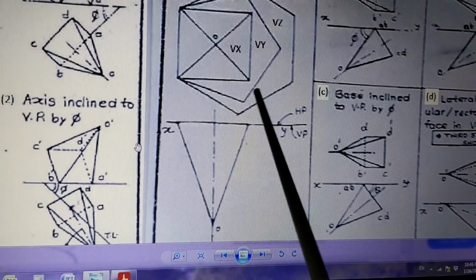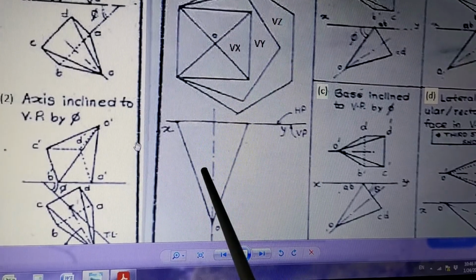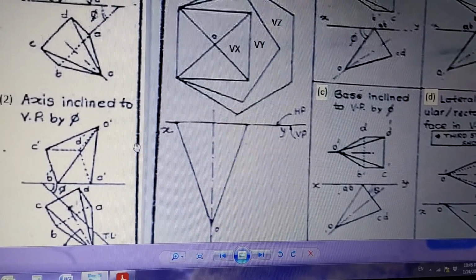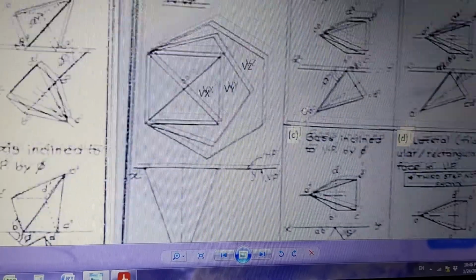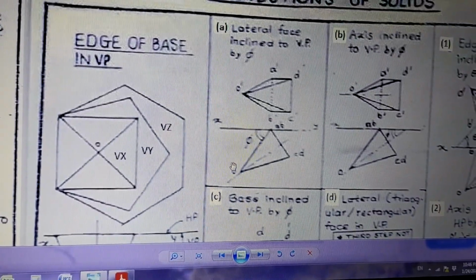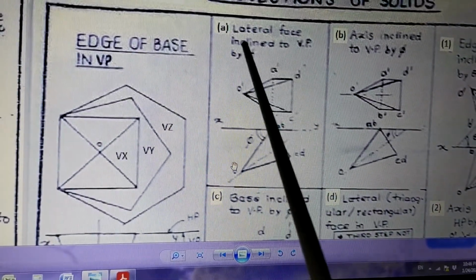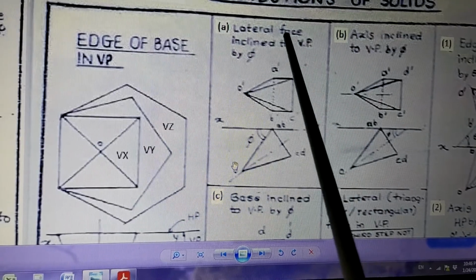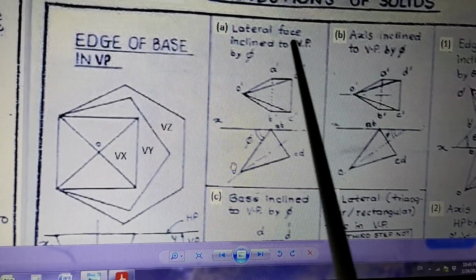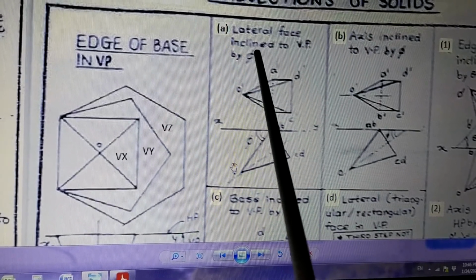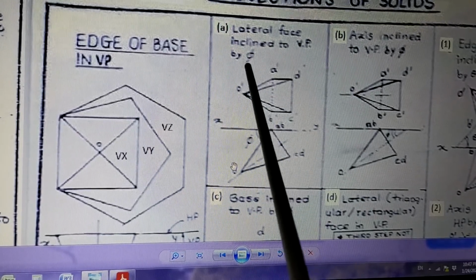So the first position is like this, front view, top view, and then the inclination is in the language that is written according to this. So now the lateral face is inclined to VP this time. Here the word VP has come. Lateral face inclined to VP by phi. The inclination to VP is shown by the letter phi.